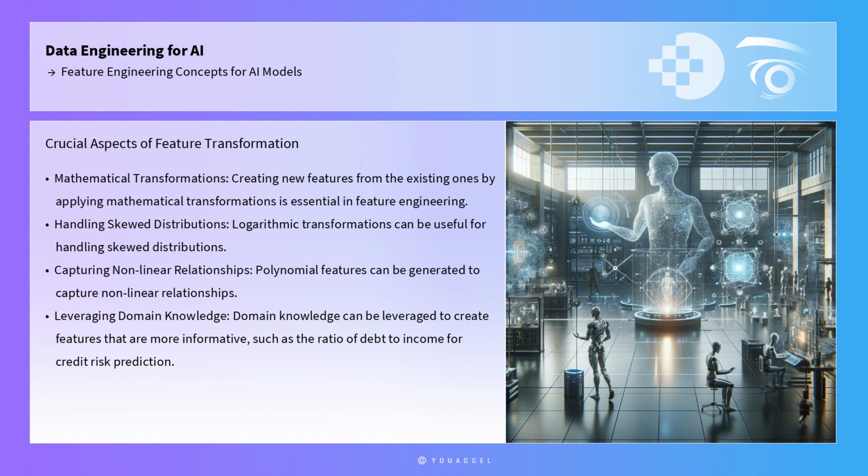Feature transformation is another crucial aspect of feature engineering. This involves creating new features from the existing ones by applying mathematical transformations. For example, logarithmic transformations can be useful for handling skewed distributions, while polynomial features can be generated to capture nonlinear relationships. Furthermore, domain knowledge can be leveraged to create features that are more informative. In a case study involving credit risk prediction, domain expertise might suggest creating a feature like the ratio of debt to income, which could be more predictive of default risk than the raw amount of debt or income alone.